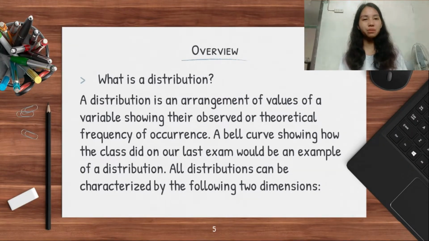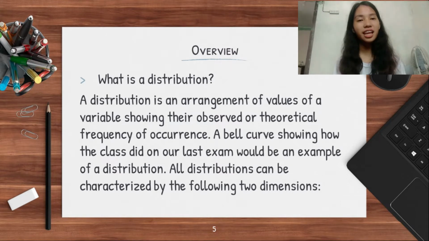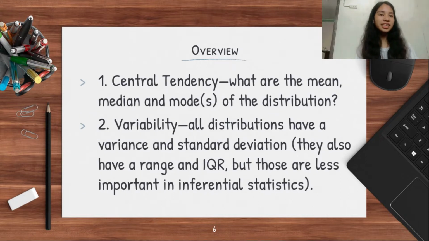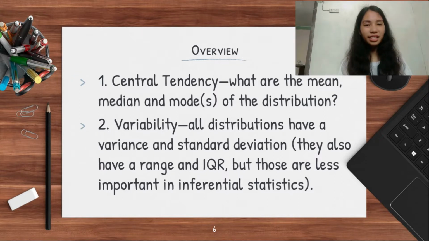Overview. What is a distribution? A distribution is an arrangement of values of a variable showing their observed or theoretical frequency of occurrence. A bell curve showing how the class did on our last exam would be an example of a distribution. All distributions can be characterized by the following two dimensions. First, central tendency: what are the mean, median, and mode of the distribution? Second, variability: all distributions have a variance and standard deviation. They also have a range and IQR, but those are less important in inferential statistics.